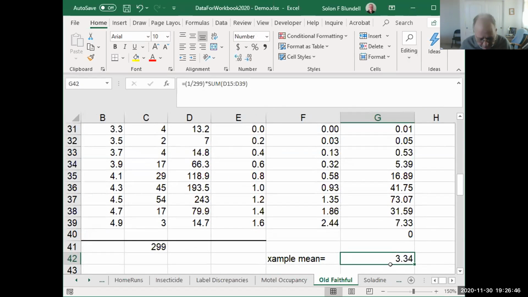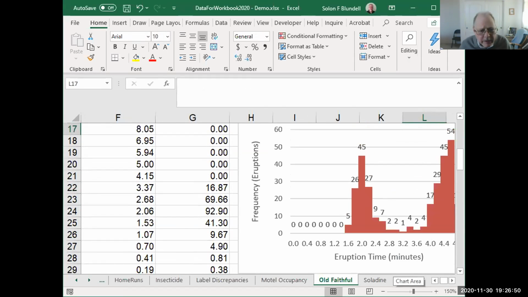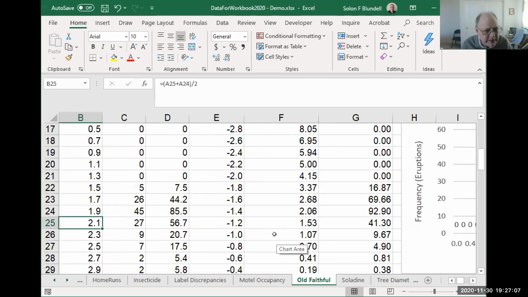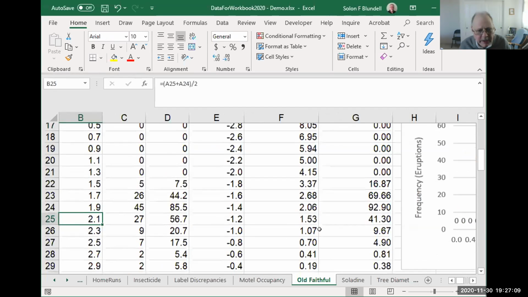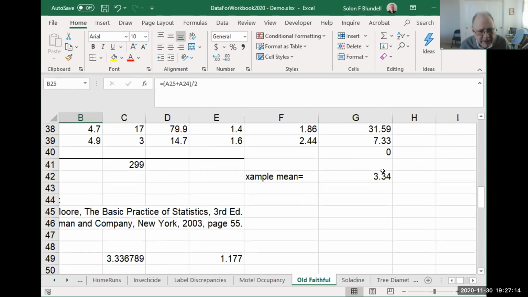And if we look over here at the graph, 3.3, okay, it's right there. It's in the middle, 3.34 minutes. So we can believe it. And you notice my X values are reported to the nearest tenth of a minute. So I put one more digit on my mean.